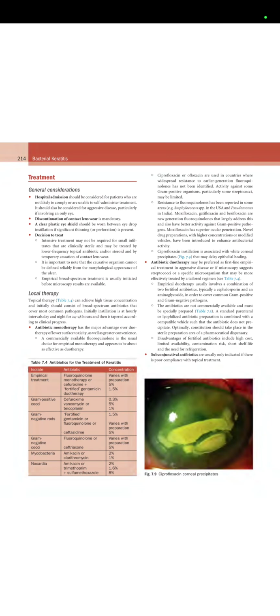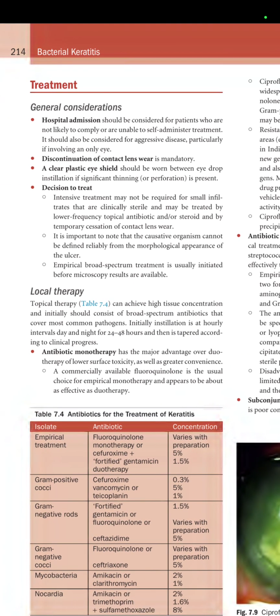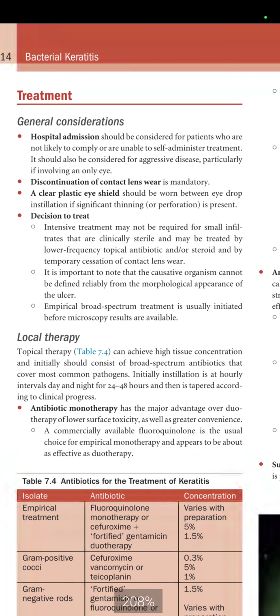Then we are going to the treatment. So how are we going to treat a case of bacterial keratitis? In the case of bacterial keratitis, first we have to take the general considerations. So first of all, hospital admission, discontinuation of the contact lens wear, a clear plastic eye shield, and decision to treat. Hospital admission should be considered for patients who are not likely to comply or are unable to self-administer treatment. It is also considered for aggressive disease, particularly if only involving one eye.